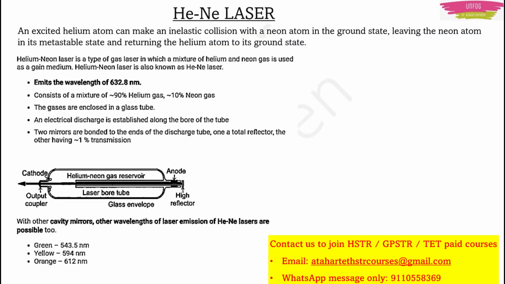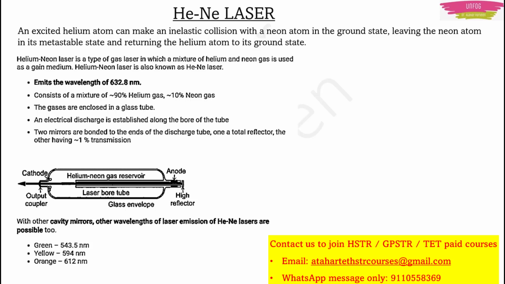Now let's talk about the helium-neon laser. It is a gas laser, right? Ruby laser was a solid state laser. This helium-neon laser is a gas laser. In an excited helium atom, one can have inelastic collision with a neon atom in the ground state. At this time, this neon atom will reach the metastable state, and then again the helium atom will come back to the ground state.